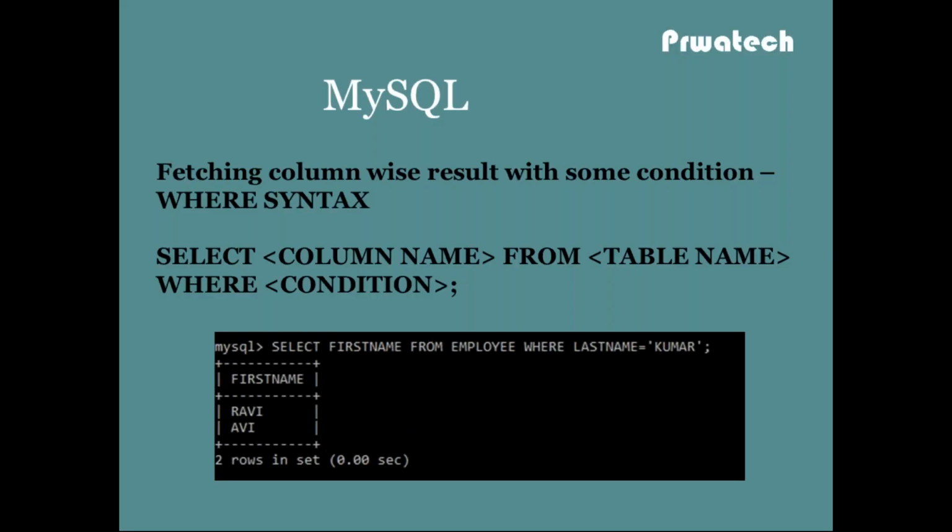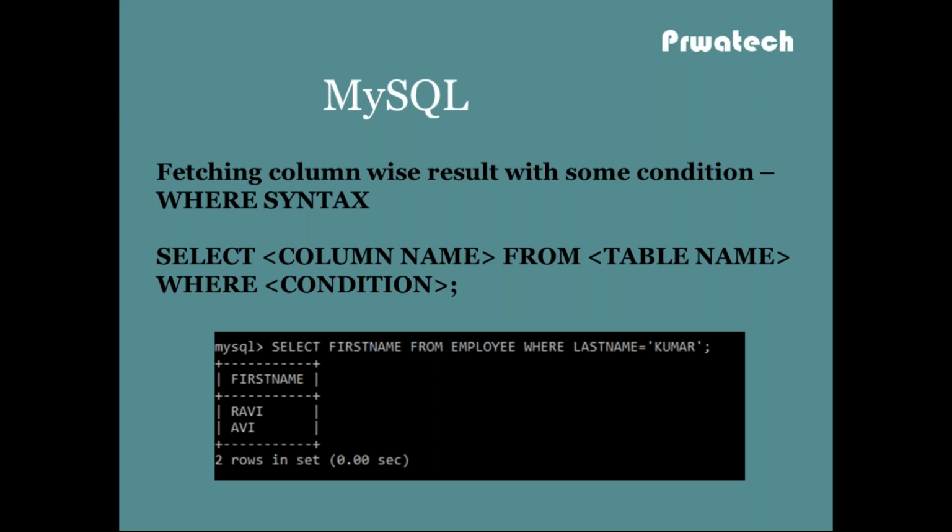If we want to fetch some result column wise and with some conditions attached to it, we will see the syntax for the same. The syntax goes in the same way, but instead of the star, we put the column name. So the syntax is SELECT, then the column name, then FROM, the table name, then the condition with the WHERE keyword as per the requirement, followed by a semicolon. Once we hit the enter button, the following result pops up.